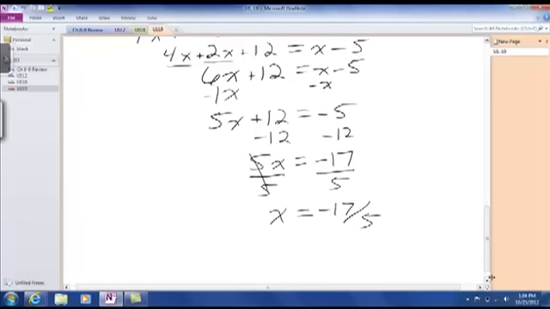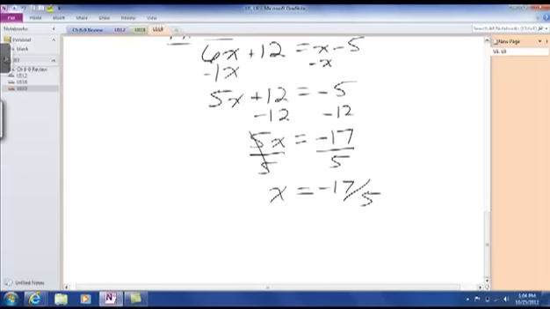Okay. I think you probably get the idea there, right? If you can figure out the common denominator, multiply everything by that, and you will be on your way.